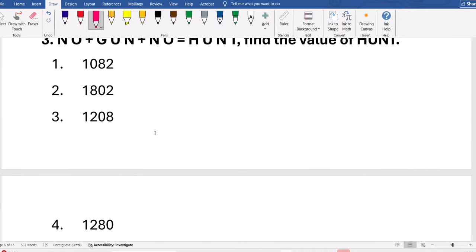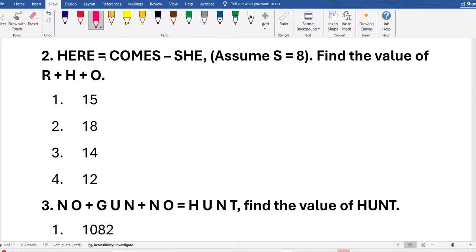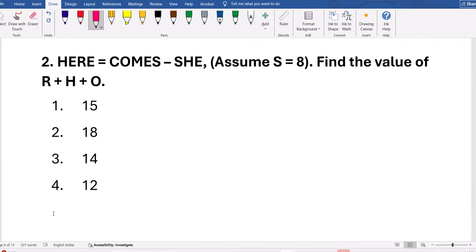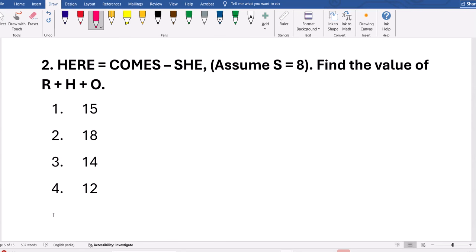Now, sir, addition, okay. What about subtraction? You see this one, the second one. Here equal to comes minus C. S is 8. Some questions give a clue for a few letters. Here they have given a clue. Find the value of R plus H plus O. In this question, the clue is already given. S is nothing but equal to 8.